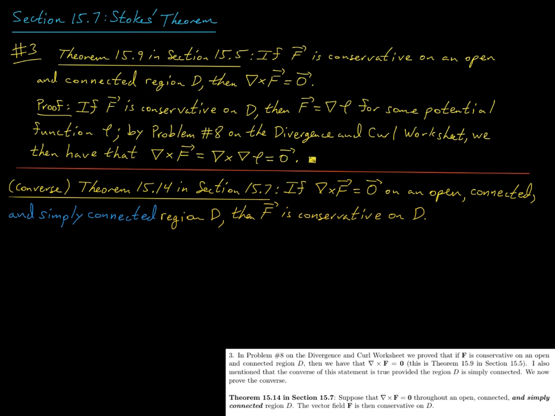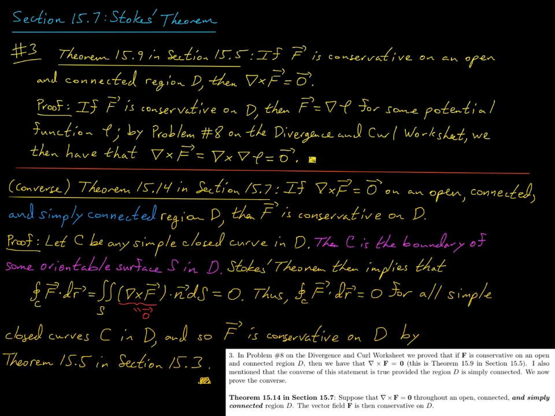Okay, so now we want to go the other direction. In other words, if it's true that the curl is 0 on an open, connected, and simply connected region D, then our job is to prove that the vector field F is conservative. To prove this, we are going to use the fact that an equivalent condition for the vector field F to be conservative is that the line integral of the field over any simple closed curve C in the region is equal to 0. So to start out, we let C be any simple closed curve in the region D. Our objective is to show that the line integral of our vector field F over this curve C is equal to 0.